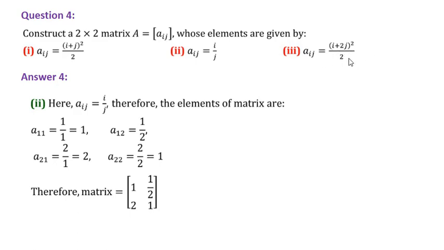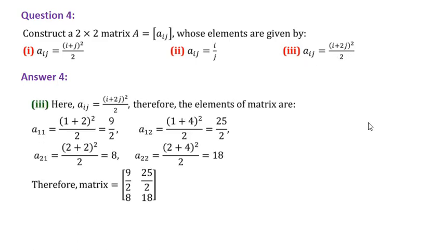And in this third case, I will put again in place of i and j the respective values and I will get the answer. Right? So what I am doing? For A11, I am replacing i with 1 and j with 1. For A12, I am replacing i with 1 and j with 2. For A21, I am replacing i with 2 and j with 1 and so on. Okay.